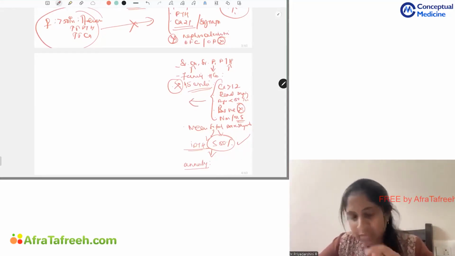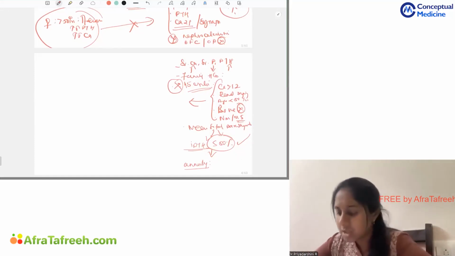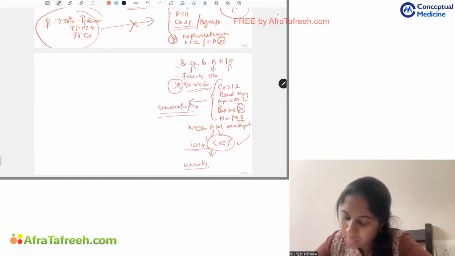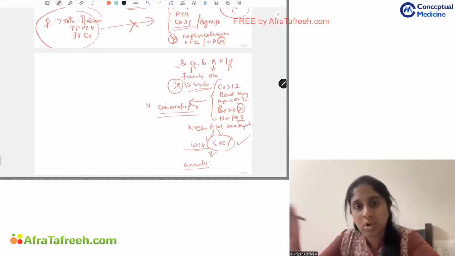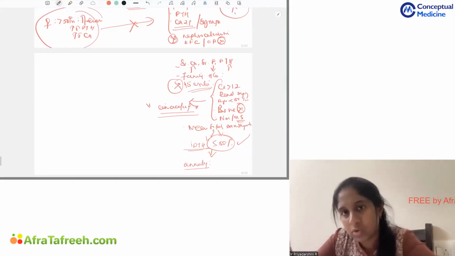Even before that, if the level is only subtly higher, if they have hyperparathyroidism but no manifestations matching this particular criteria, then they can be managed with cinacalcet. Adequate hydration can be given. To prevent bone resorption, we can give anti-resorptive agents, like zoledronic acid or denosumab, based on the renal function.